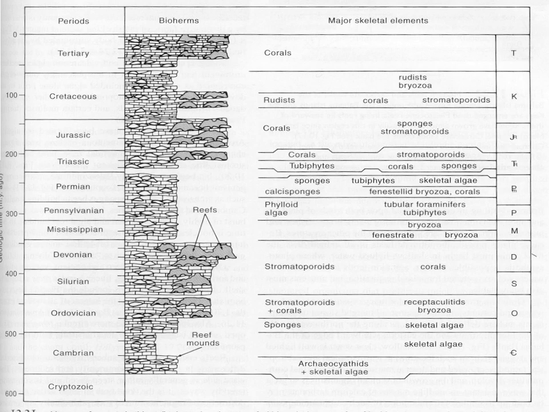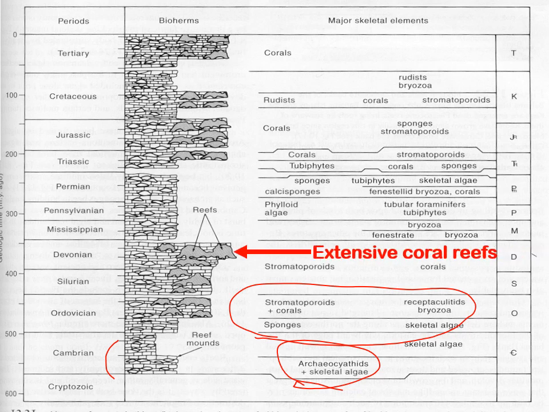And I just want to point out that if we look at the Cambrian, most of the reefs that we're seeing there are made by these things called archaeocyathids, which are very small sponge-like organisms, and that continues in the Ordovician, where we do get some of those early corals, stromatoporoids and sponges. And then notice when we have our first major peak in extensive coral reef production, and that's here in the Devonian.